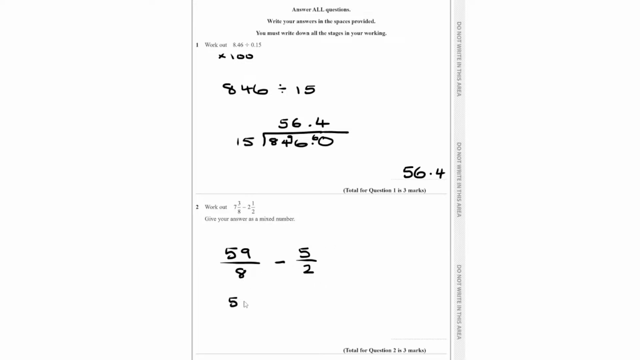So my first one is still 59 over 8 for now. Minus, and then I want to change the second one to something else over 8. And obviously, if you change the denominator, you have to also change the numerator. So do you see how I went from 2 to 8? That is obviously multiplying by 4, isn't it? So I'm going to do the same with the numerator. 5 times 4 is 20.